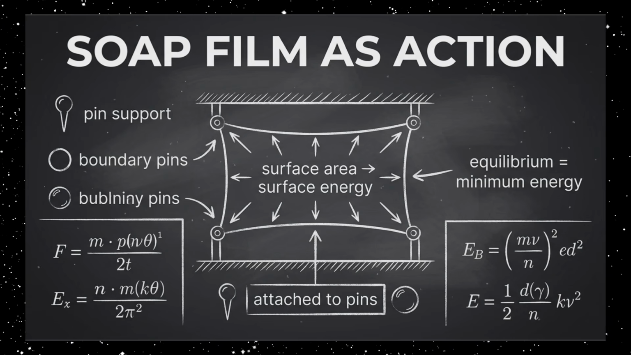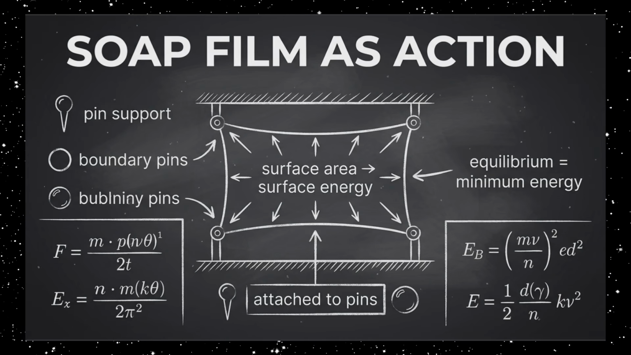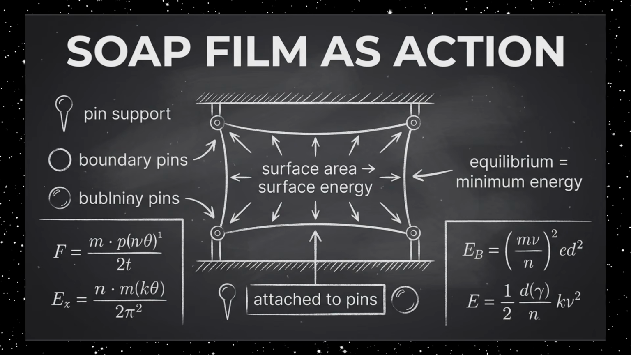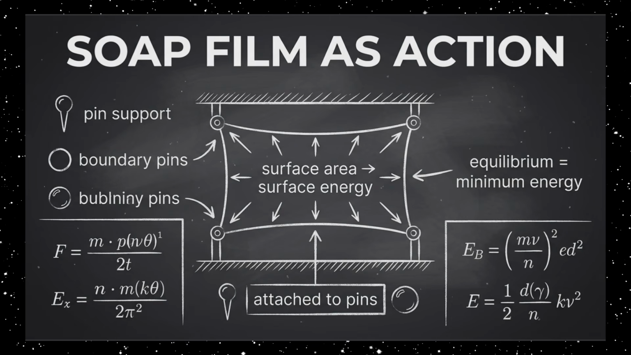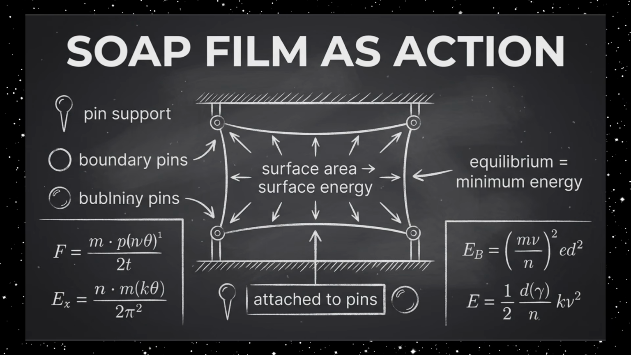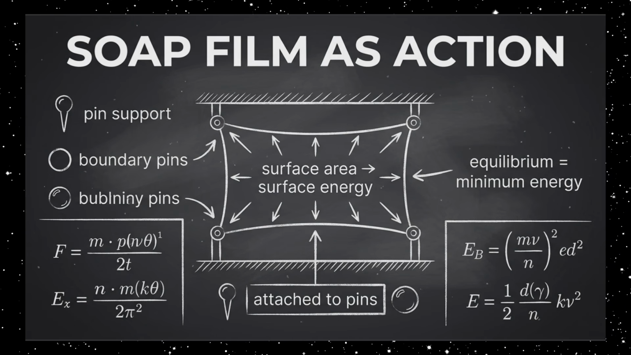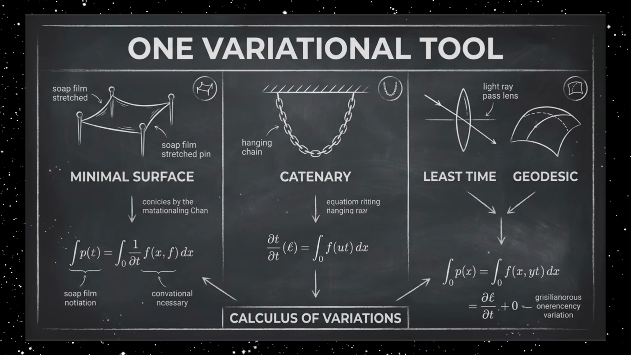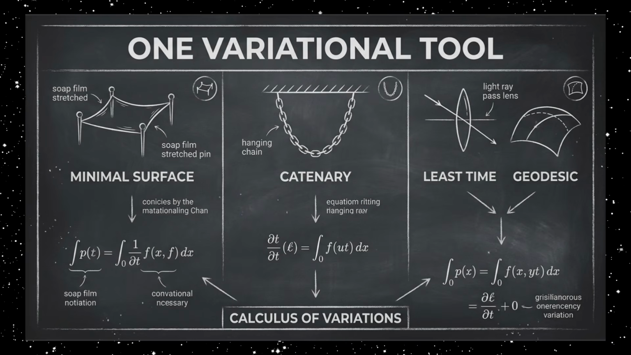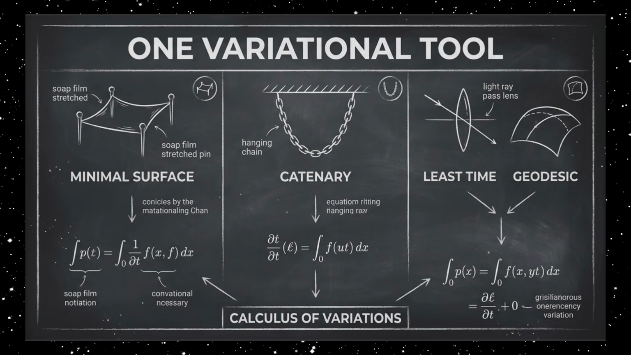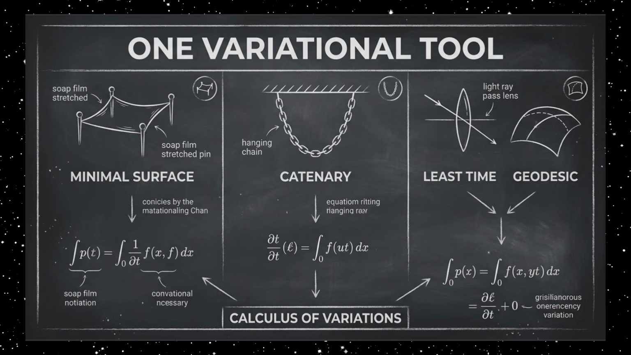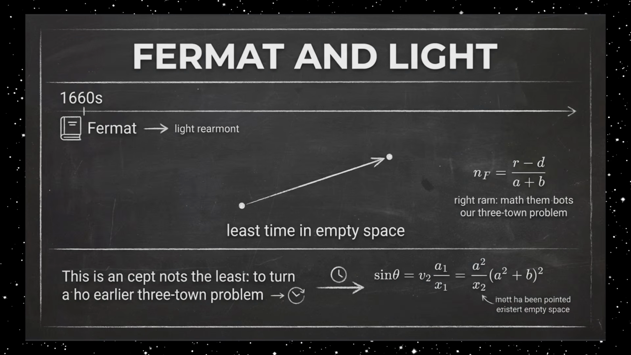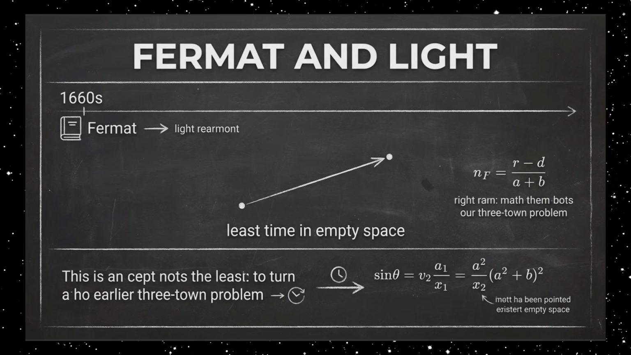And the soap film is the same idea, made tangible, made visible. The soap film is minimizing its surface area, which is proportional to its surface energy. The equilibrium configuration is the one where the total energy is at a minimum, subject to the constraint that the film is attached to the pins. This is a variational problem. It's the same type of mathematics, the calculus of variations, that gives you the principle of least action, the shape of a hanging chain, the path of light through a lens, the geodesics on curved surfaces.